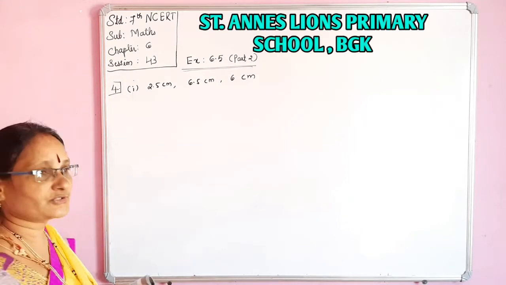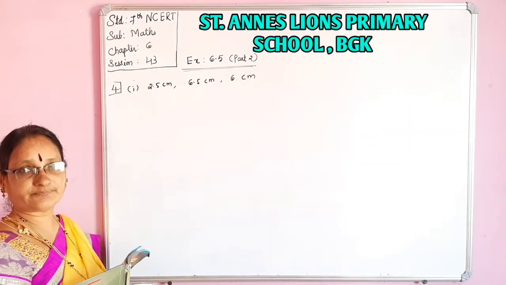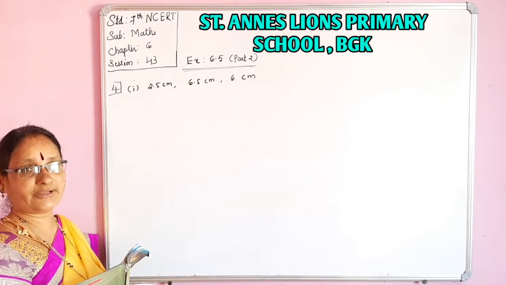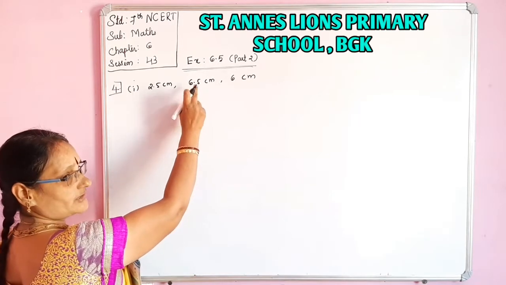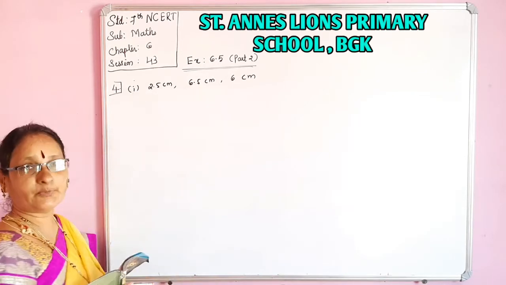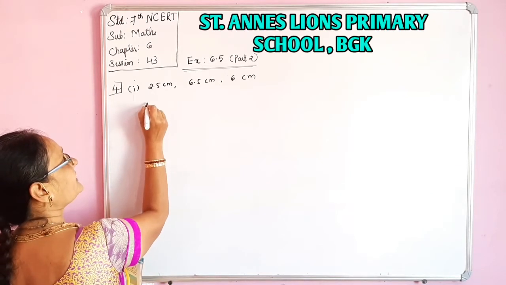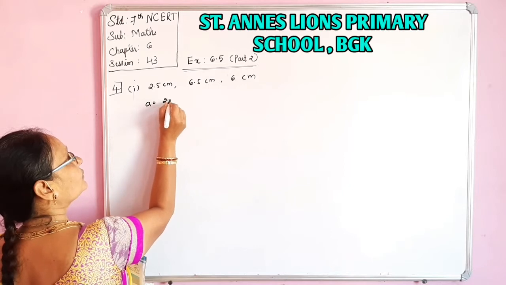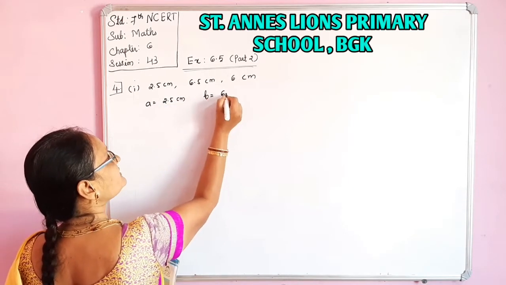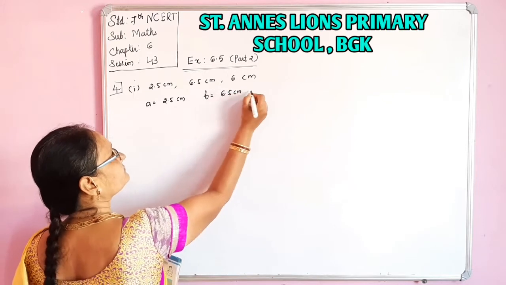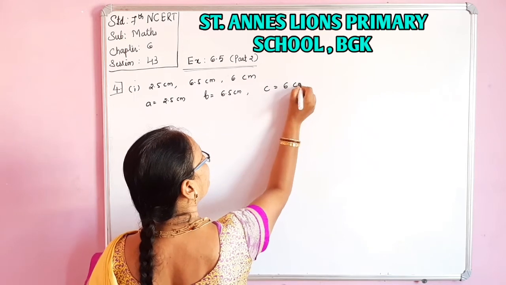In this we have to assume that the biggest side is the hypotenuse. You know what the hypotenuse is, already I explained to you. In this, which is the biggest one? 6.5. We have to assume that this is the hypotenuse. So first we consider the first side A is equal to 2.5 centimeter, B is equal to 6.5 centimeter, then C is equal to 6 centimeter.